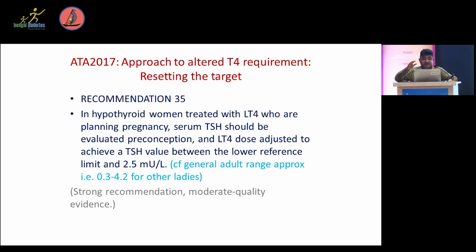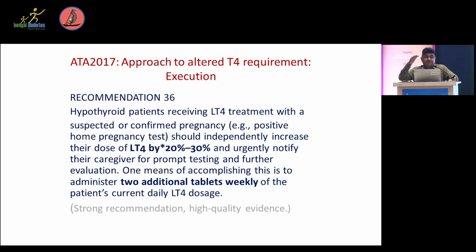So whenever your patient tells you that she is pregnant, that is the time when you increase the dose without even testing TSH. Increase the dose by 15 to 20%, which you can do simply by asking the patient to take 2 tablets extra every week, same dose. That will increase it by 15 to 25%. So there is at least a 50% increase in thyroxine requirement during pregnancy, which has to be remembered.